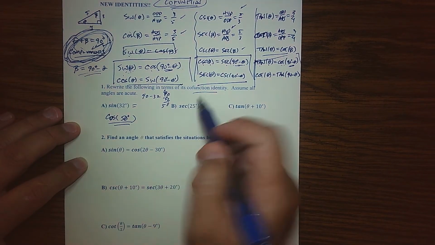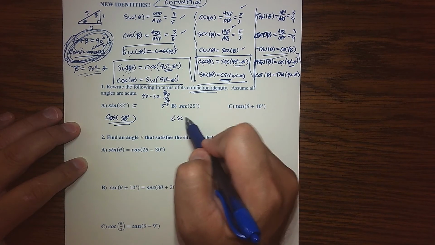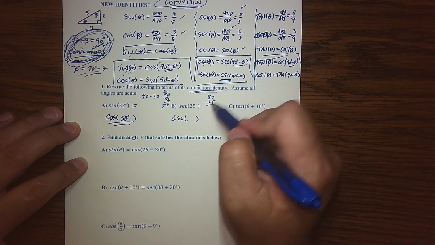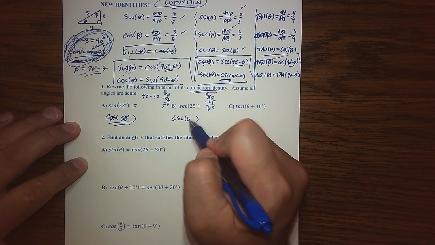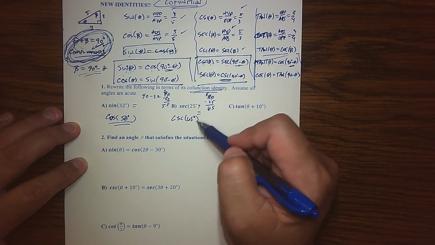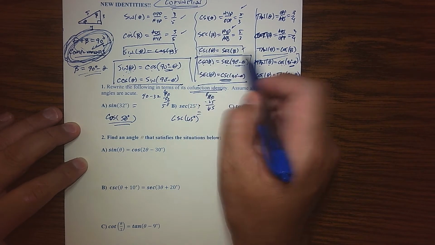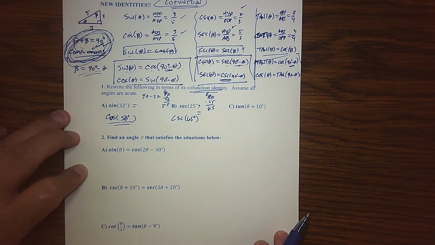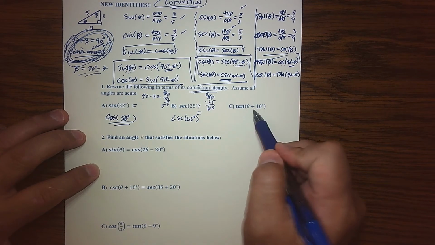Secant of 25, well, secant in terms of its cofunction would be cosecant. So again, doing the math, we just need to subtract 25 from 90. Doing a little bit of math here, we get 65. So secant of 25 would be the same value as the cosecant of 65, because we found earlier that cosecant and secant are equal to each other as long as the angles involved are complements.